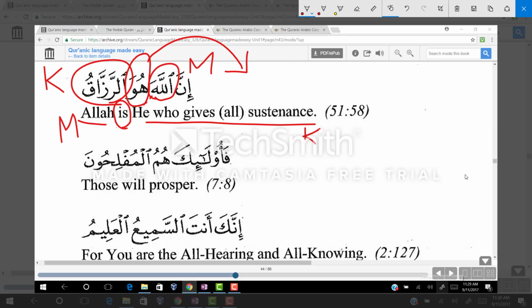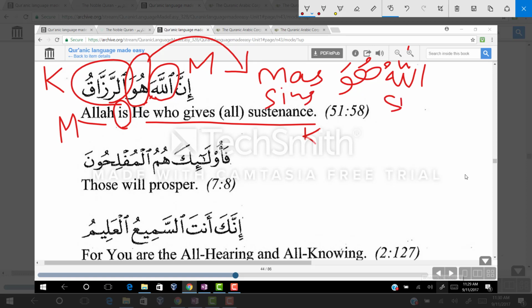So what is the subject here? Allahu. Allahu's gender is masculine. Okay, so huwa is also masculine. And the number: Allahu is singular and huwa is also singular.